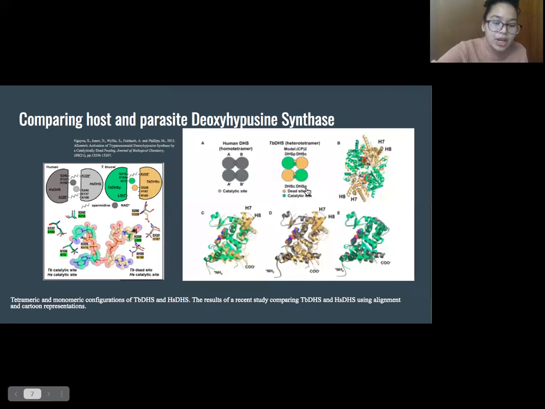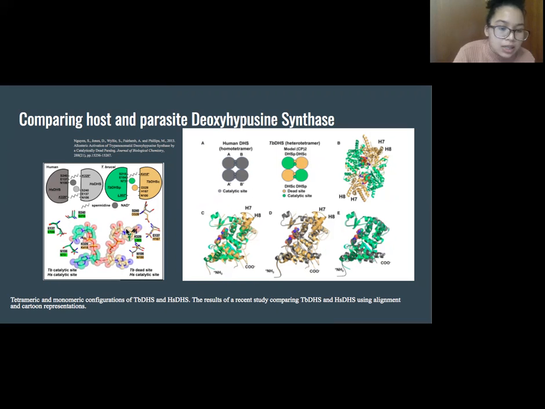So when comparing the host and the parasite deoxyhypusine synthase, we can already see a difference. We can see that the human DHS is a homotetramer where the dimers, when together, form two active sites, whereas T. brucei DHS, a heterotetramer, has two dimers that form one shared active site, where part of it is a catalytic site and part is called a dead site.